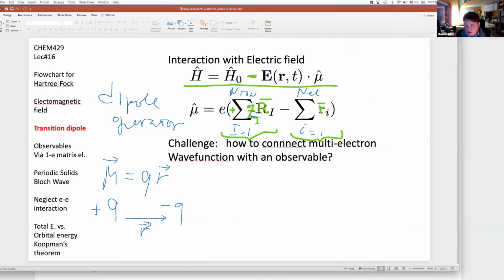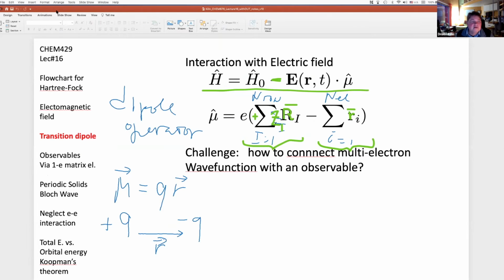Different version. So here we see absolutely the same equation, just typed better. Hamiltonian, non-interacting, minus electric field, which depends on position in space, times dipole. The dipole is an operator and can be defined as the summation of all positions of ions for positive contribution minus the summation of all positions of electrons for negative contributions, right?